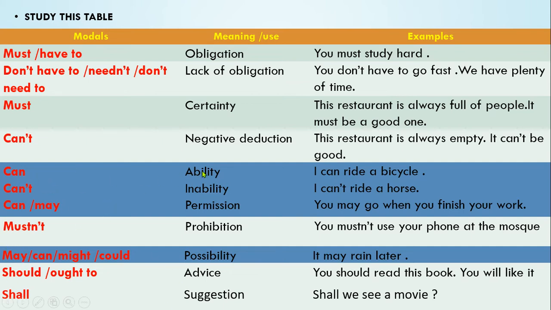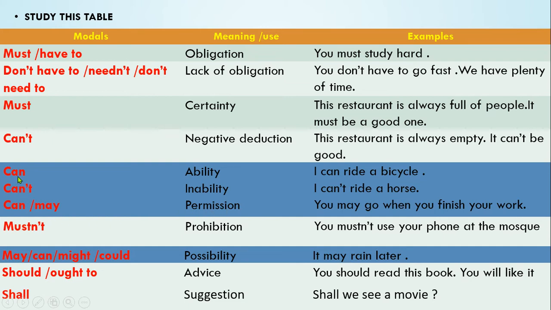It expresses ability. Example, I can ride a bicycle. What does it mean? It means I am able. I can do that. Can't, the opposite, which means unable. I can't ride a horse. I can't ride it. Can and may express permission.